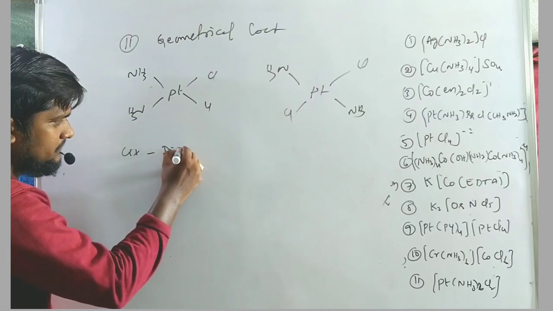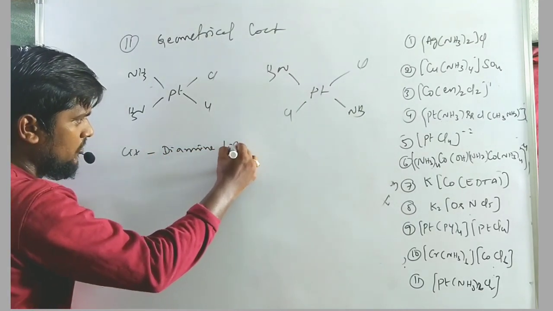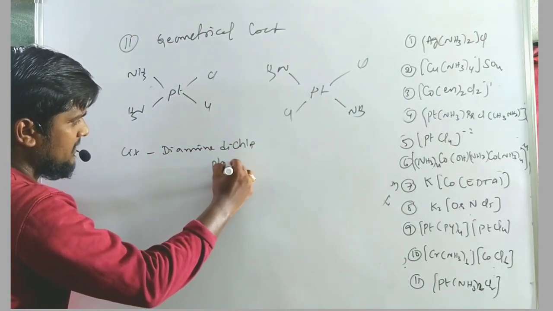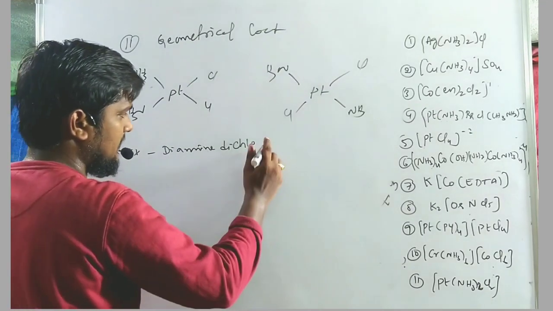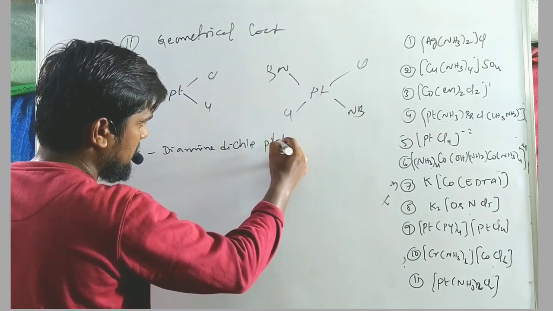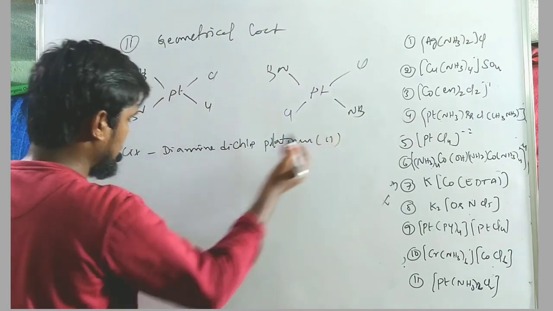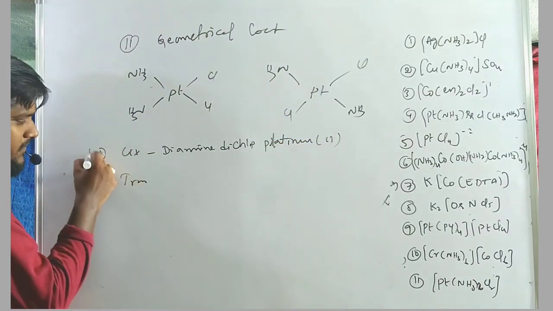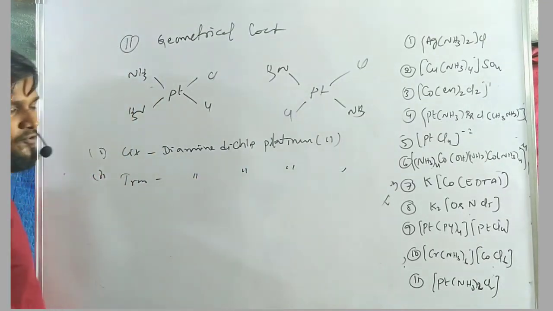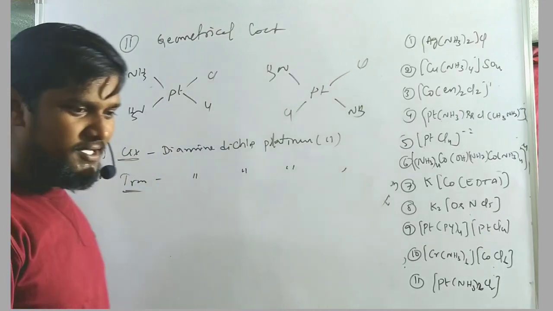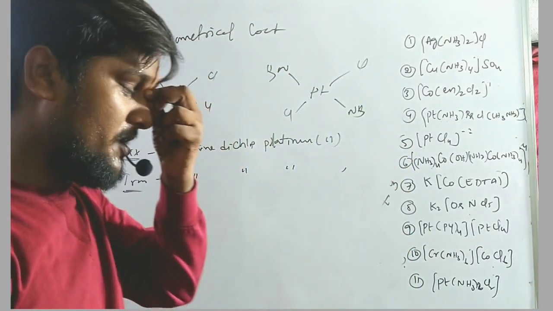So diammine, dichloro, platinum 2. Now here, diammine, dichloro, platinum 2. The second one, this is the first one, this is the second one, dichloro, diammine, platinum 2. So these two are the geometrical location prefixes.